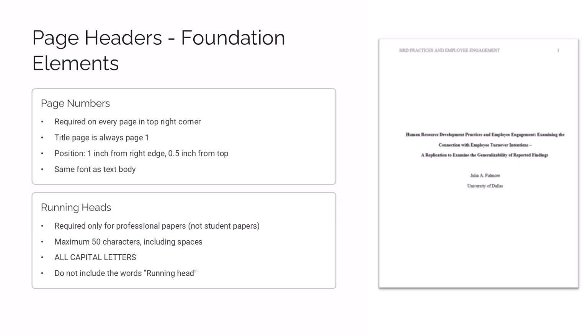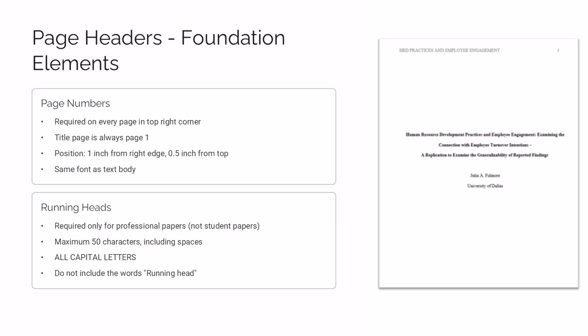The title page is always page 1, and numbering continues consecutively through your entire document, including references, tables, figures, and appendices. Page numbers should appear in the same font as your text and should be positioned approximately 1 inch from the right edge of the page and half an inch from the top.